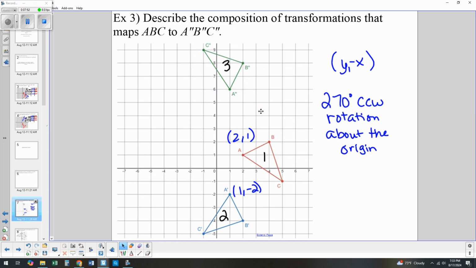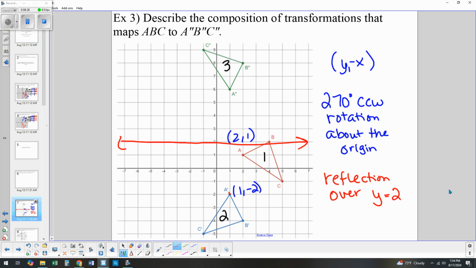So now when I'm trying to figure out a reflection, I need to figure out what was exactly in the middle of those two triangles, right? I can start with reflection, but I am going to have to say over what line. So if I look at my A prime and my A double prime, they are 1, 2, 3, 4, 5, 6, 7, 8 spaces apart. So 4 spaces apart is halfway. So 1, 2, 3, 4. So here is my line of reflection. And that line is y equals 2. Right? It's a horizontal line. It passed through y is 2. So that is how I would describe this composition of transformations.